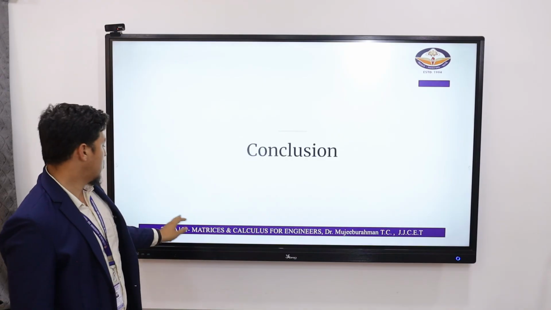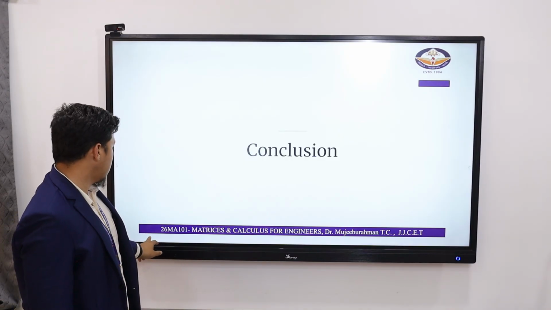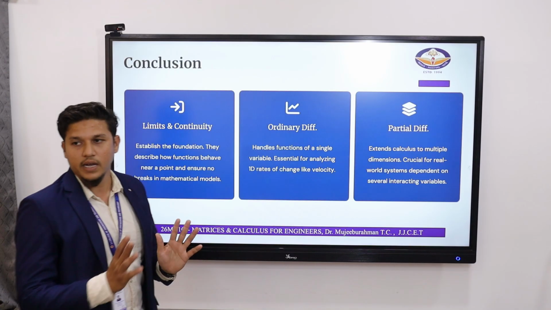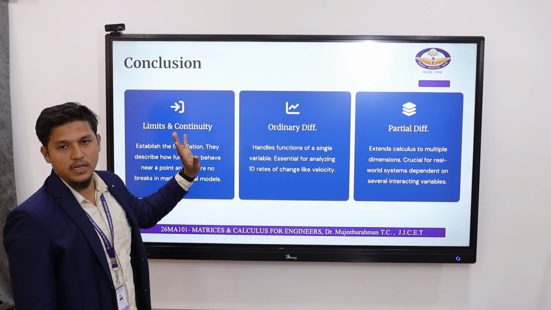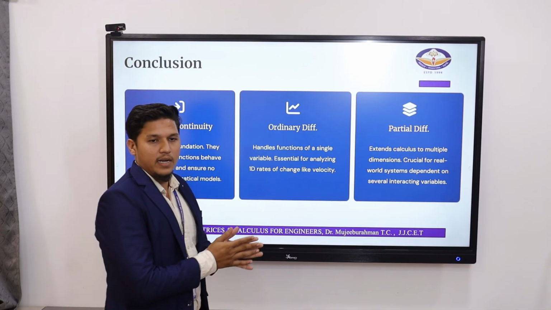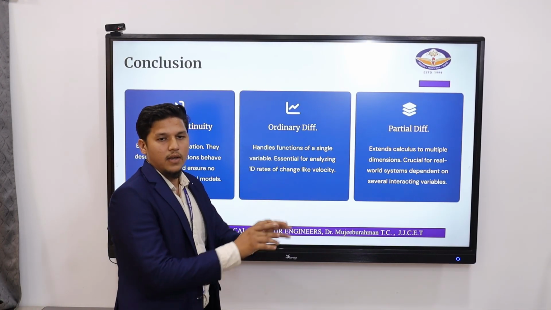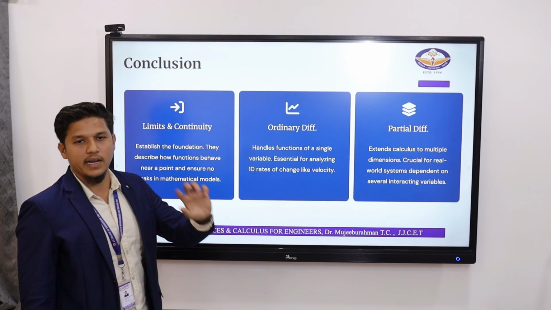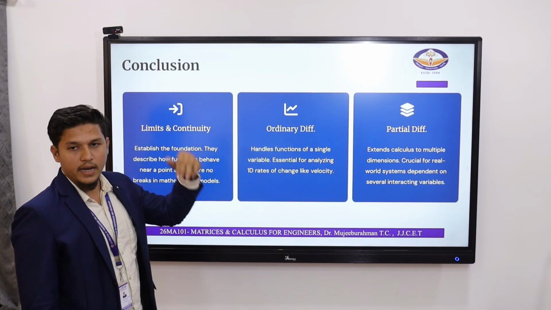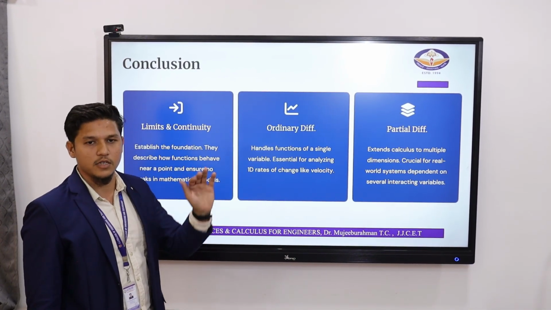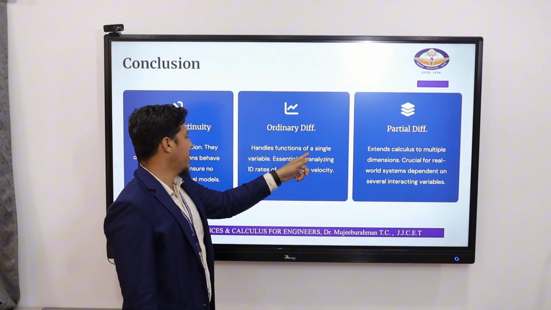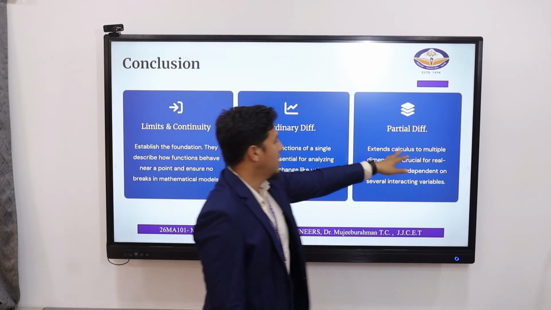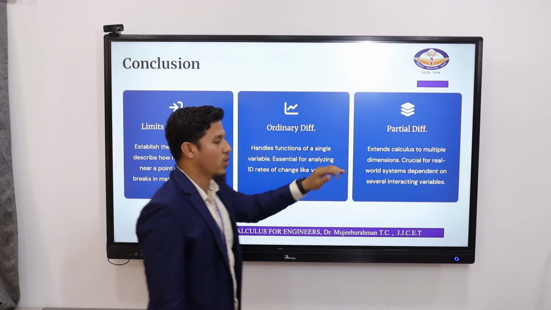Okay, that's all. So we have reached the end of the session. Let us conclude what we have studied today. Limits and continuity: limit gives you the value of the function where it approaches. Continuity tells whether the function is smooth or not. Ordinary differentiation is when the function is dependent on only a single variable. Partial is when there is more than one variable, two or more variables.